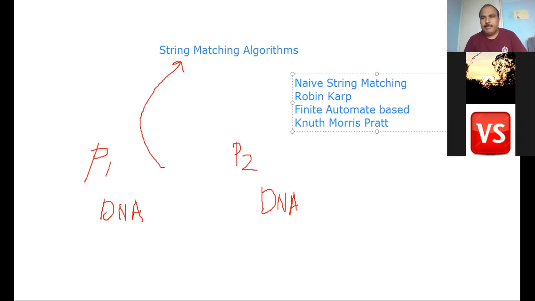Now, the basic string matching algorithm is the naive string matching algorithm. Today, the first topic of discussion is string matching. Then I'll come to the Rabin-Karp string matching algorithm.